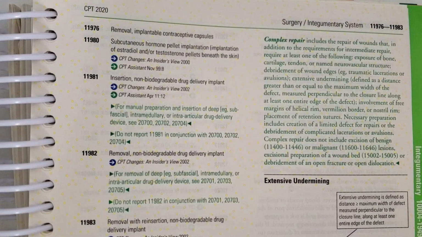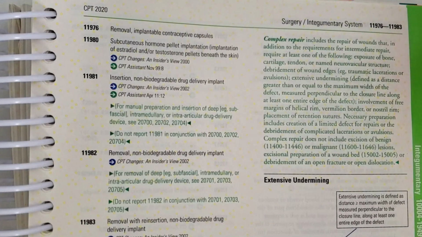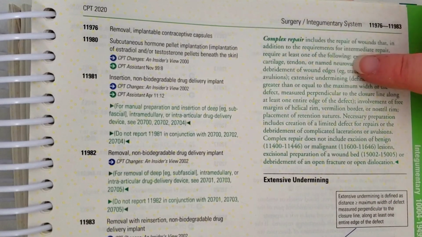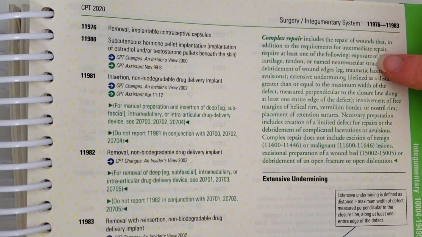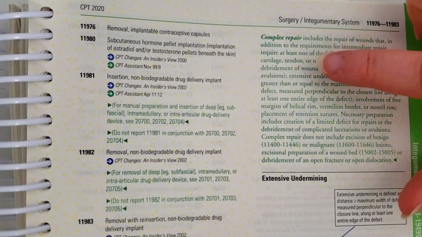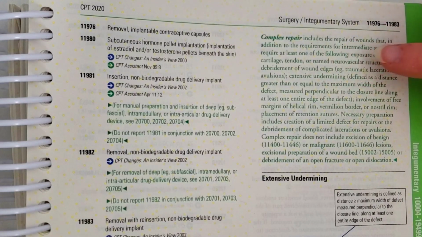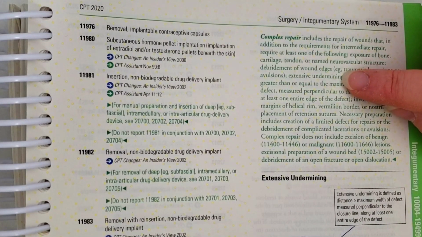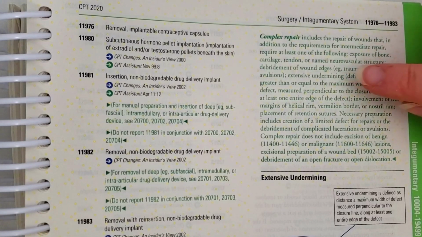Where we get into our complex repair codes is when we are doing more than one layer. It would meet all the requirements for an intermediate repair plus some additional stuff. So there would have to be exposure of bone, cartilage, tendon, or a named neurovascular structure. If the provider just says neurovascular, that won't count. He has to name what that structure is. Or if he does debridement of the wound edges, in the examples of traumatic lacerations or avulsions, or extensive undermining. So extensive undermining is now defined.